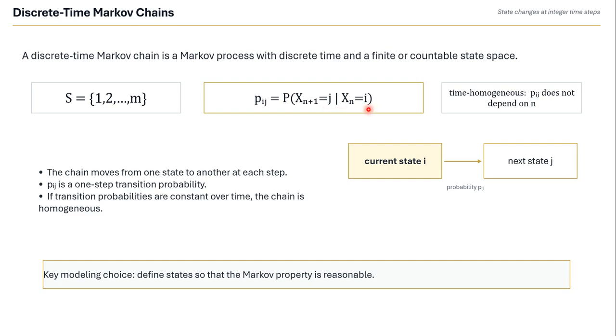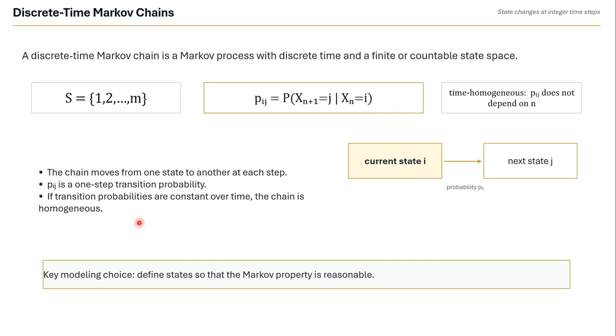This number tells us how likely the chain is to move from a state i to a state j in one time step. If Pij does not depend on n, then the chain is called time homogeneous. Time homogeneous means that the transition rules do not change over time. For example, the probability of moving from sunny to rainy is the same today, tomorrow, and next week.